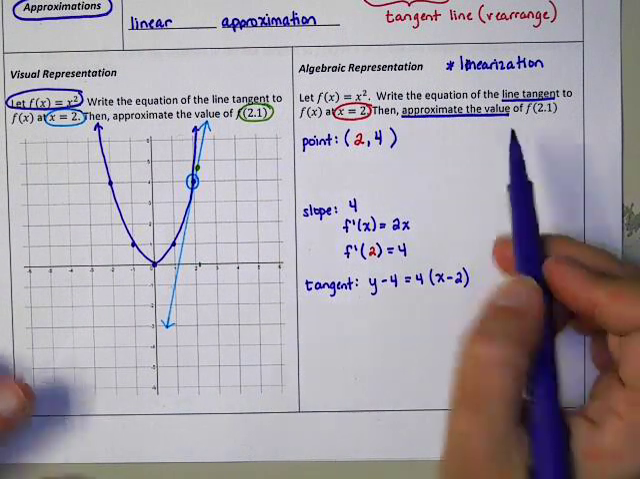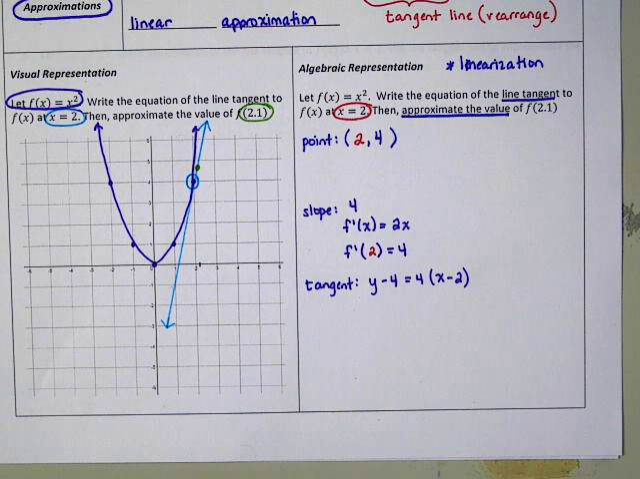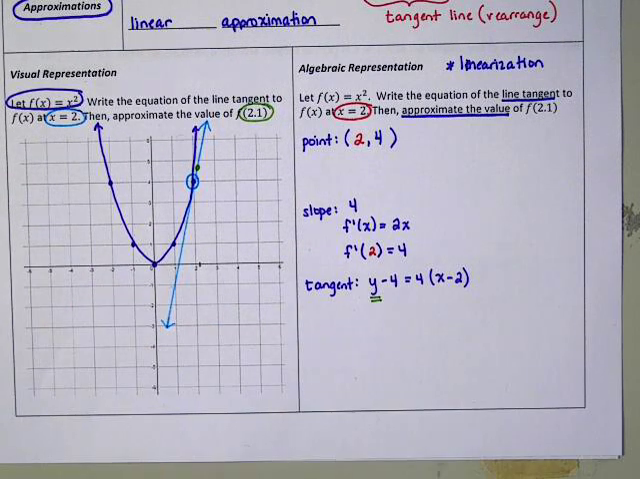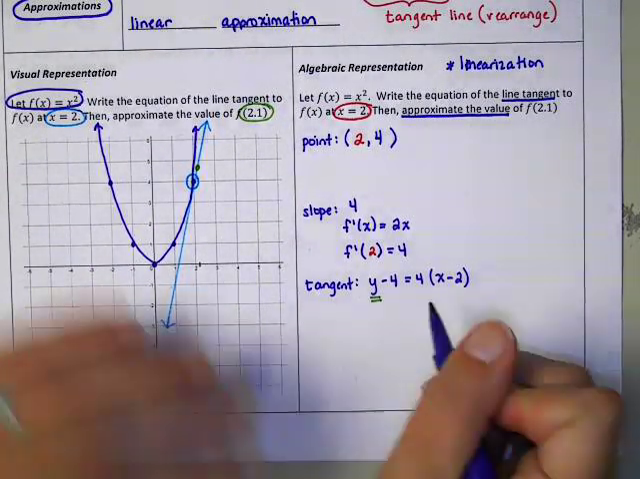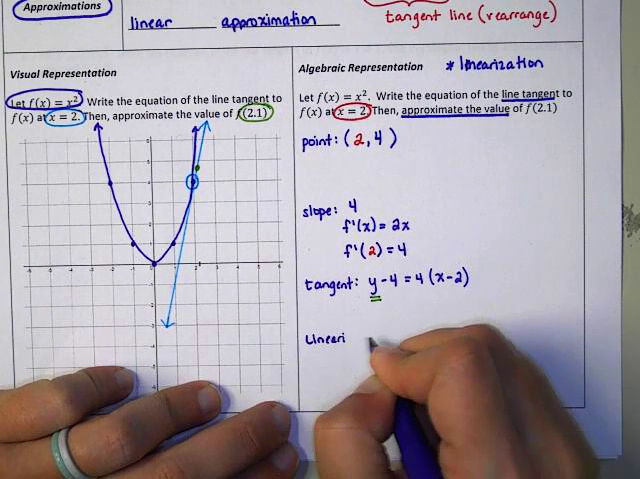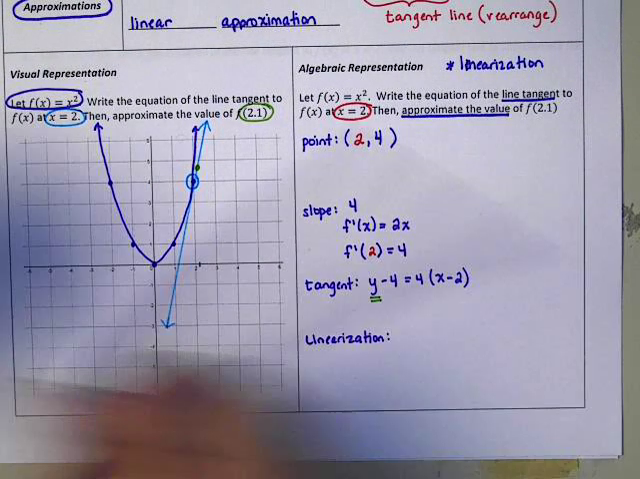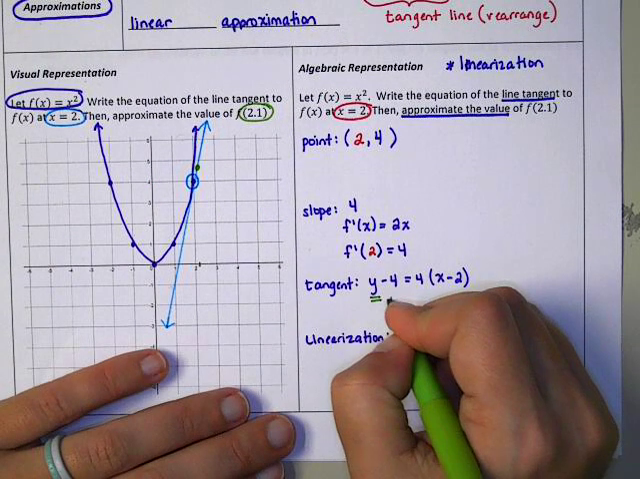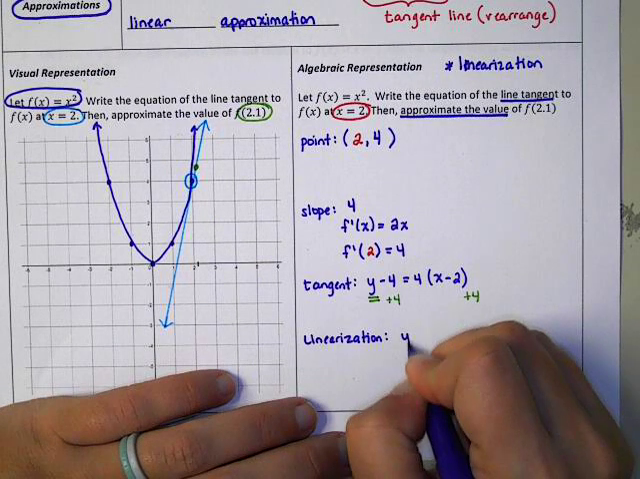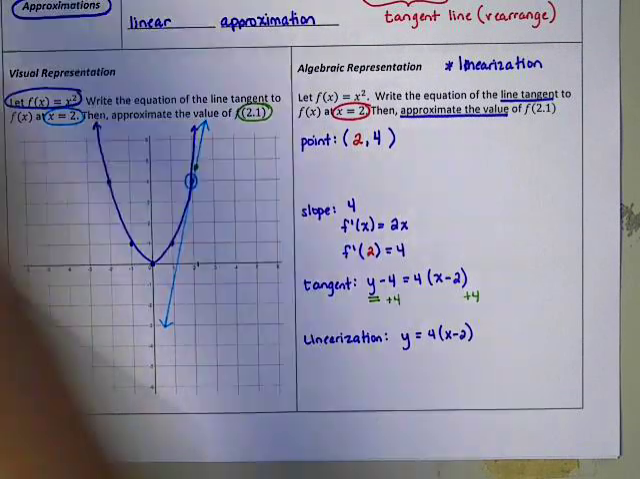However, we want to use this line to estimate a new y value. In order to do that, the y in this equation needs to be by itself. So what we're going to do now is rearrange the tangent line to create what's called the linearization. So we're going to add this 4 to the other side in order to get the y by itself. So my new equation would look like this. y equals 4 parentheses x minus 2, and then plus 4.